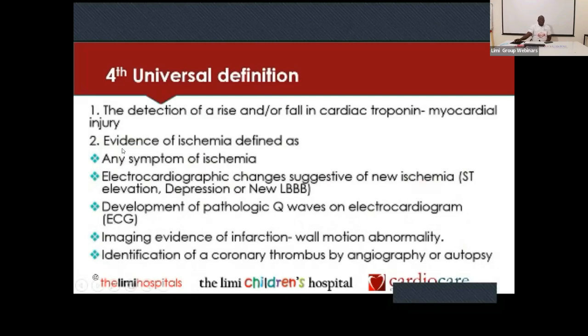Breaking that down, number one, you must have evidence of myocardial injury, which is shown by either a rise or a fall in troponin level. That's the cardiac biomarker that is used now. And two, there must be evidence of ischemia. This evidence is defined as, one, symptoms of ischemia, whether the patient has chest pain or other atypical features like dyspnea, nausea or vomiting, and other atypical presentations like that.